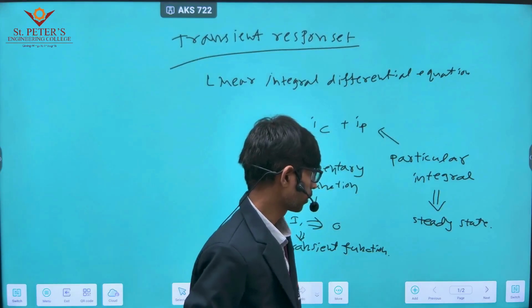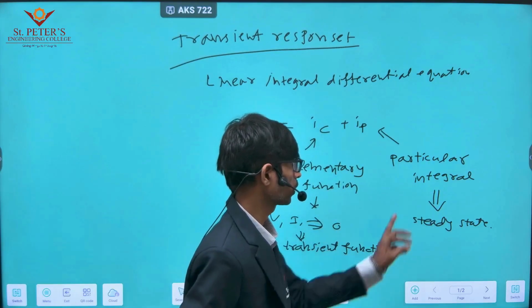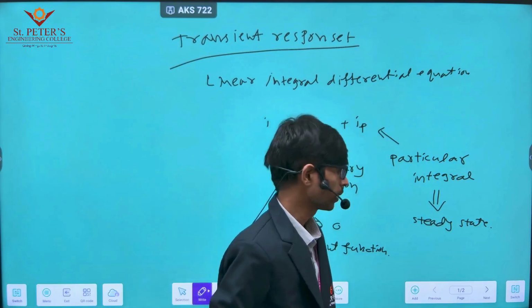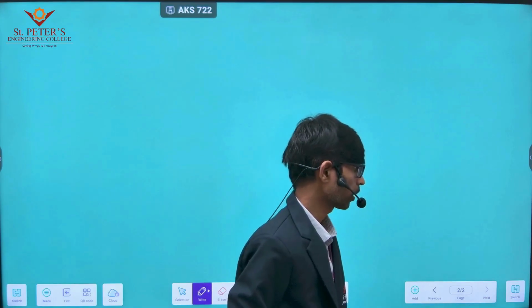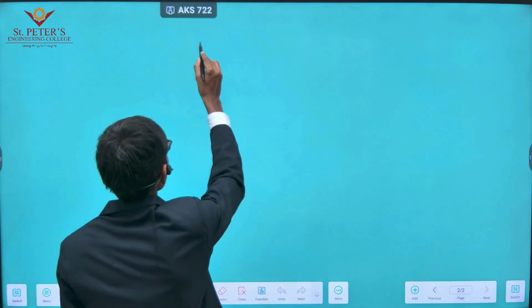So to write a transient response equation, we have to make it in two parts. One is the transient function and another is the steady state function. This is called the complementary function. This is called the particular integral. To write those, we have to find the initial condition of each component.